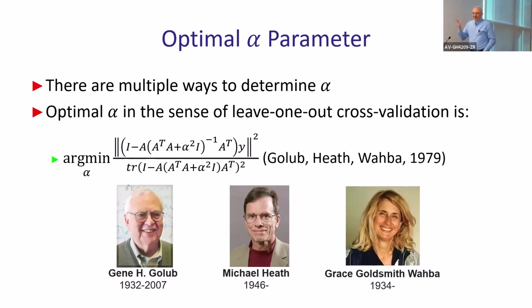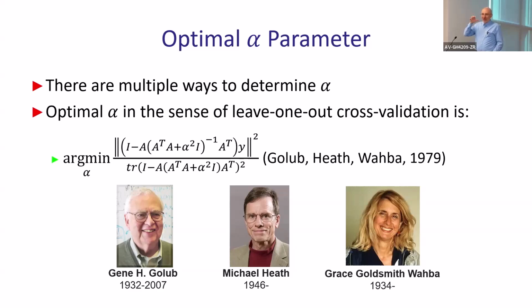Here's one way to compute the optimal alpha parameter. There are multiple ways that you can do that, but this is a computationally relatively easy way to do that. So optimal alpha, in the sense of leave-one-out cross-validation, which was developed by these 3 mathematicians. And you have a simple formula that you put numbers in, you optimize it on the alpha parameter, which is minimizing that kind of formula.